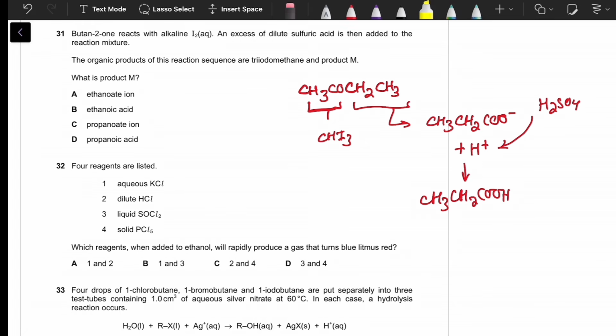Okay, so question number 31 states that butan-2-one reacts with alkaline iodine, and an excess of dilute sulfuric acid is then added to the mixture. The organic products are triiodomethane and a product M. What is product M? So this is the formula for butan-2-one. This first half, the CH3CO, will go on to form the triiodomethane. The rest, the CH2CH3, forms the propanoate ion, and since there's an excess of dilute sulfuric acid, hydrogen ions will be donated to this propanoate ion to form propanoic acid. So product M is propanoic acid.